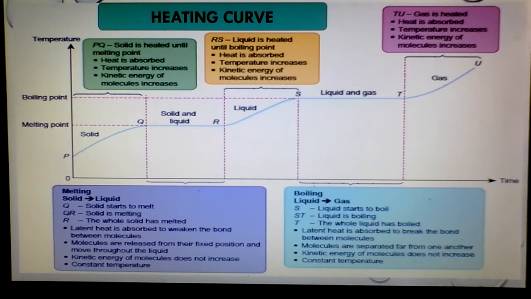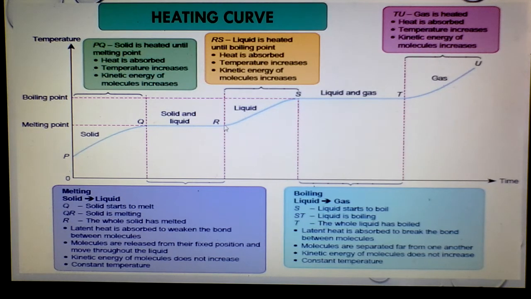And then for QR, Q is the melting point, as you can see here. It has already reached the melting point, so Q is in the solid state. Now from Q to R, the solid starts to change to liquid, the melting process. So latent heat is absorbed to weaken the bonds between the molecules. Molecules are released from their fixed positions and move throughout the liquid. Kinetic energy does not increase, or we can say constant temperature. You can see there's no increase in temperature, there's only change of phase. So the name of the heat required here, we call it latent heat of fusion.